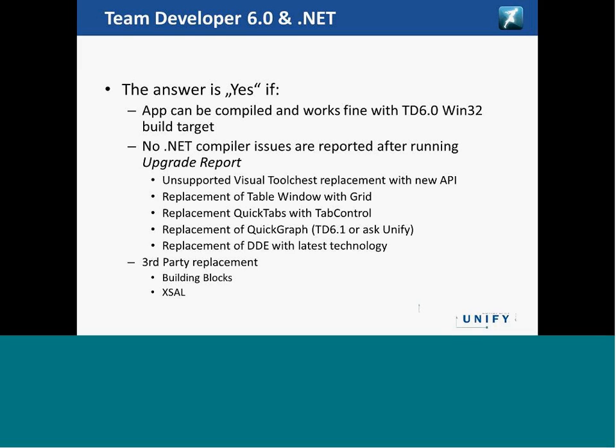But mostly this depends on really unsupported functions, like Visual Tool Chest replacement. So you have maybe some Visual Tool Chest controls which are not really inside the .NET framework now. So you have to replace them with new controls, with a tree control. So we provide some new controls inside Team Developer 6 which help you to get your applications to .NET.